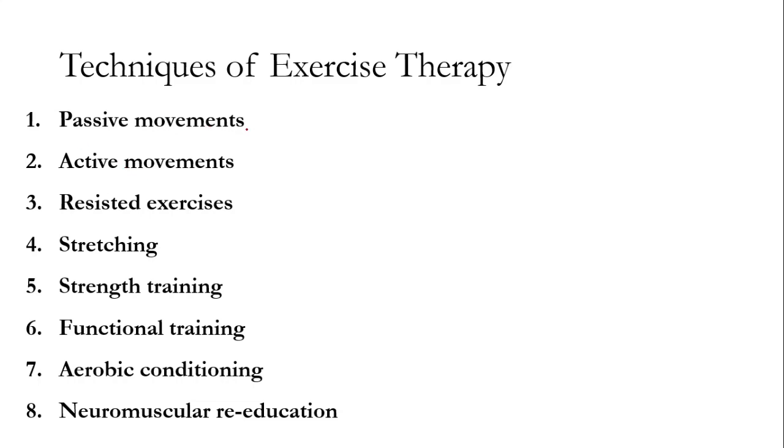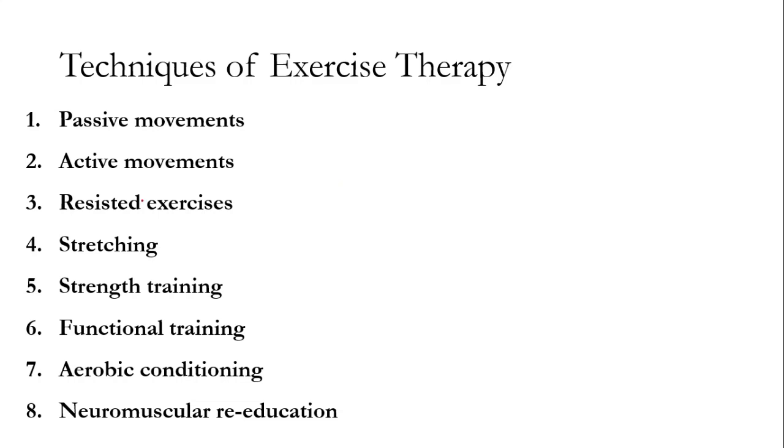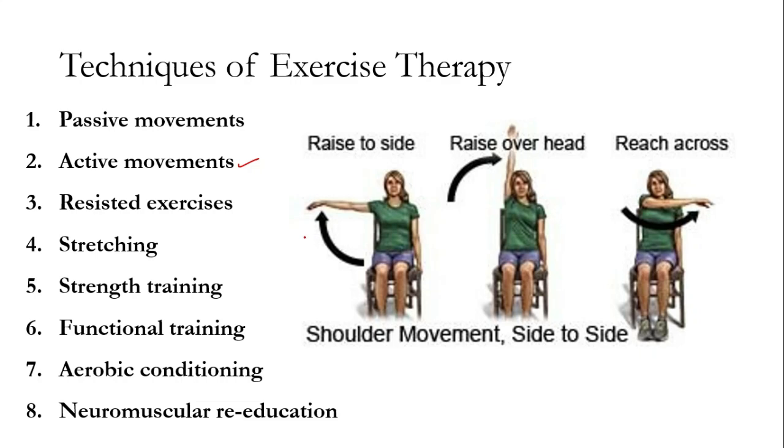So let us see what are the techniques we have in exercise therapy. First one is the passive movement. Here the therapist moves the joint without the patient's effort. This is usually useful when we deal with paralysis cases and also in case of unconscious patients. Okay. Next one is active movement. Here the patient performs a movement on their own for maintaining the mobility and also for muscle control. Next one is resisted exercise.